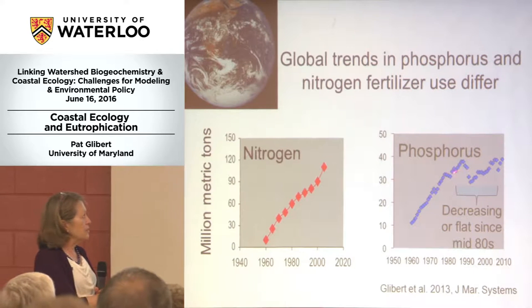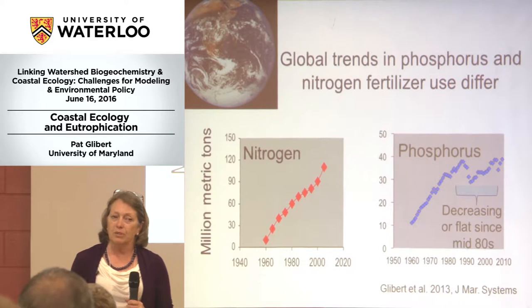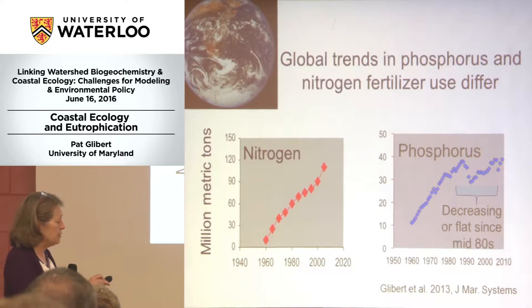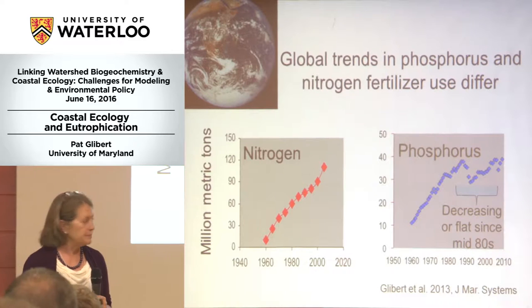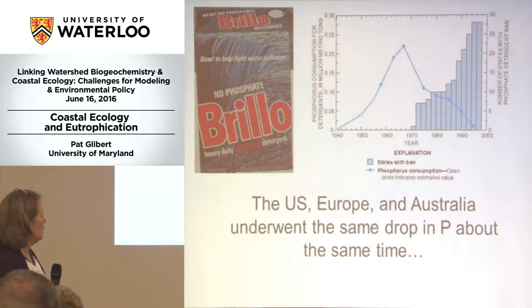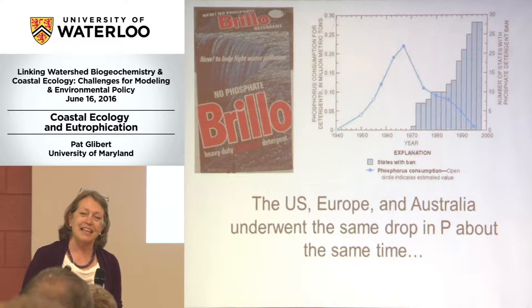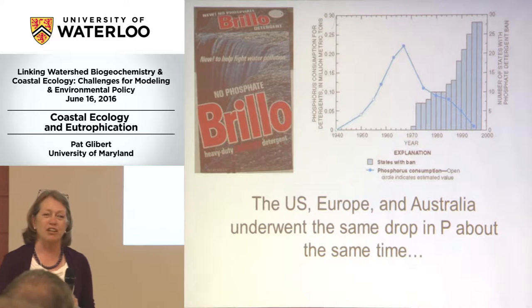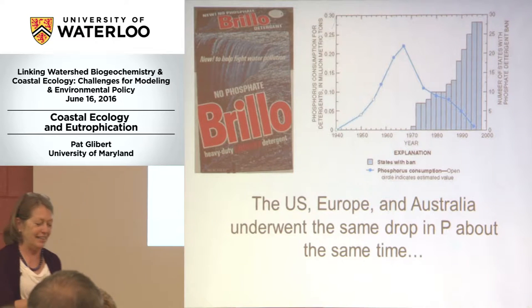The trend in phosphorus fertilizers actually decreased in the mid-1980s for a number of reasons, one of which was the removal of phosphorus from detergents. Since then, the use of phosphorus has increased, but the slope of this increase is not nearly the slope of that for nitrogen. In the US, Europe, and Australia, the drop in phosphorus came about the same time because the removal of phosphorus from laundry detergents occurred around the world at the same time because Procter & Gamble did it.